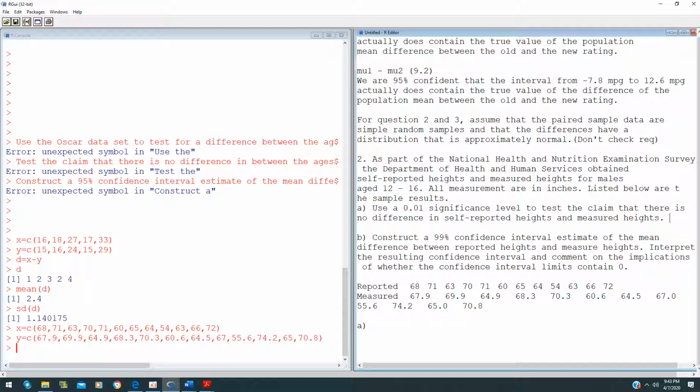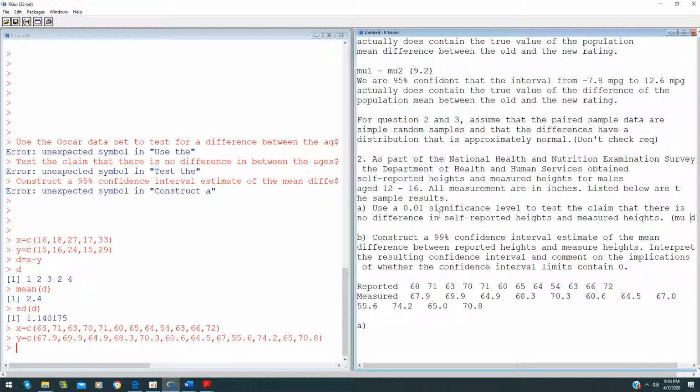So this is how we figure out the difference between 9.2 and 9.3: are they independent, or are they dependent or matched pair in this case. So this is a matched pair, we use mu d.